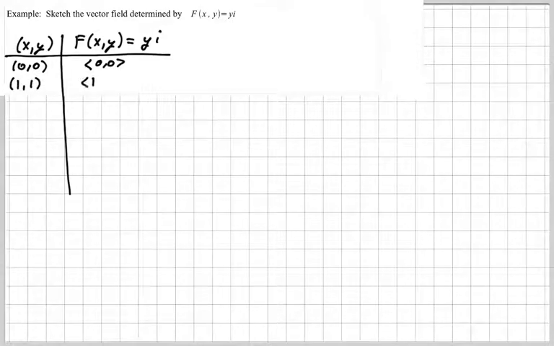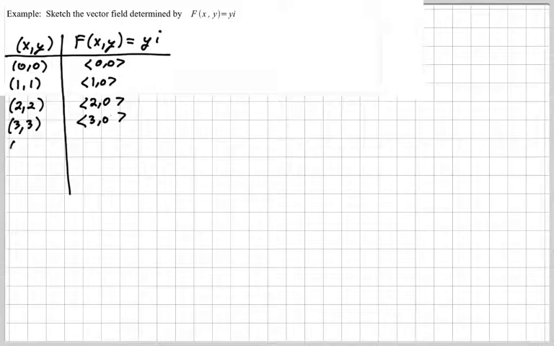At (1, 1), the only thing that matters is the y coordinate. It's going to be y i, so <1, 0> as your vector. If we look at (2, 2), the vector is going to be <2, 0>. If we look at (3, 3), the vector is going to be <3, 0>. If we look at (-1, -1), again, it's that y coordinate that matters. It's going to be a vector of <-1, 0>.